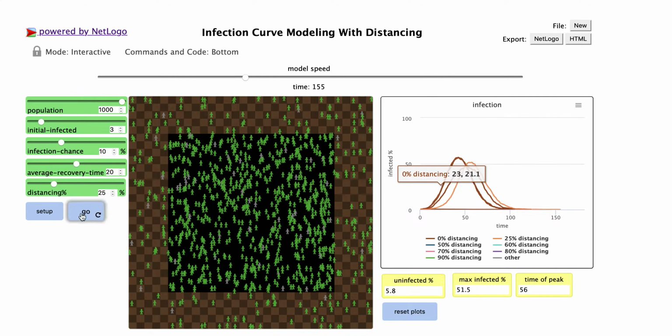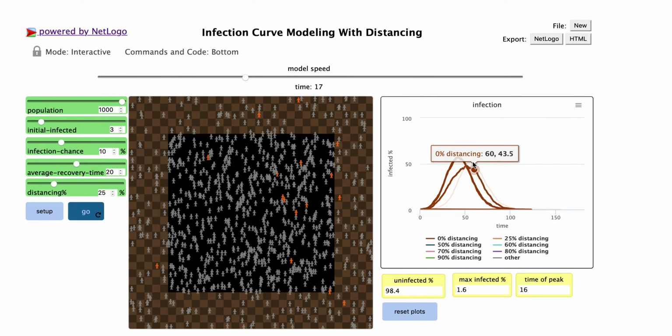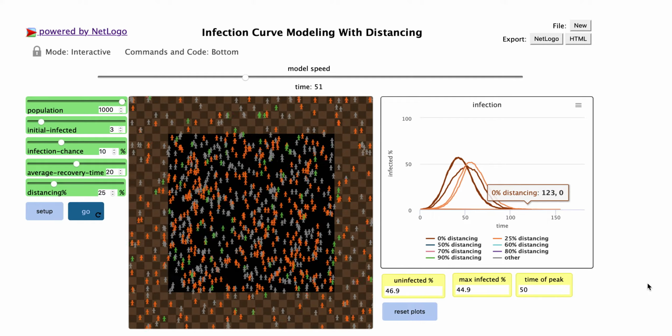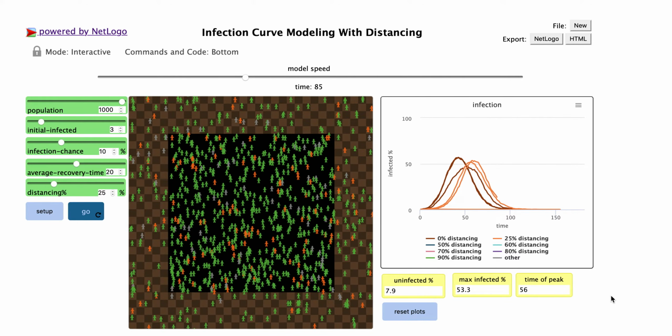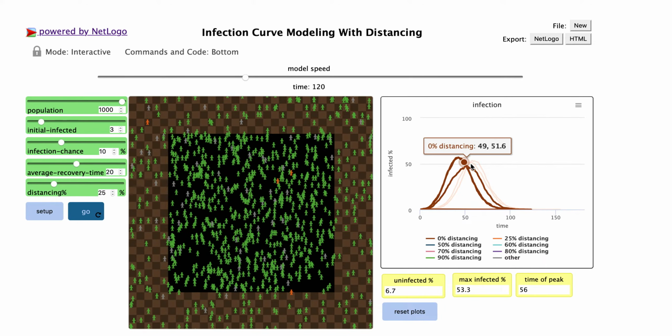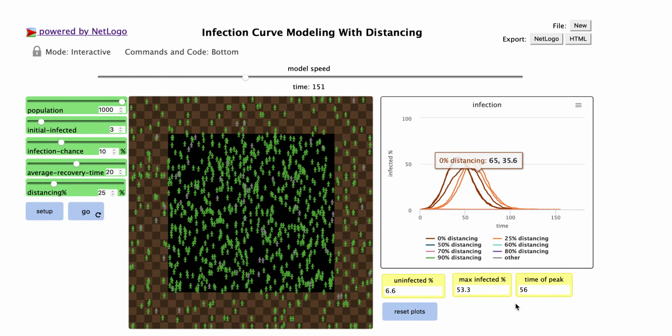Okay, so here's our first curve. I'm going to run it again. Looks like compared to our first two runs, it's a little bit better than with zero social distancing, but not that much. Peak is a little bit later, a little bit lower. Not a huge difference. Okay, let's go ahead and go to 50% social distancing.